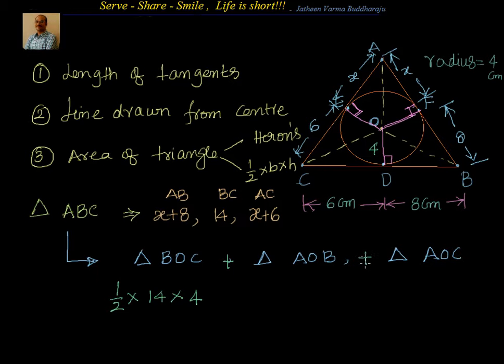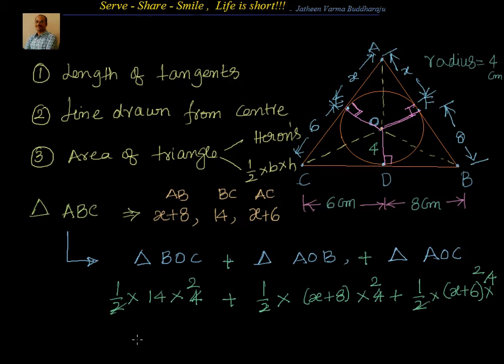Let us add them, plus half into AOB, base is x plus 8 and the height is 4, plus triangle AOC, that is half into x plus 6 into 4. Now let's try to simplify this. We can cancel 2 here, half again into 2 times. I can take 2 common.